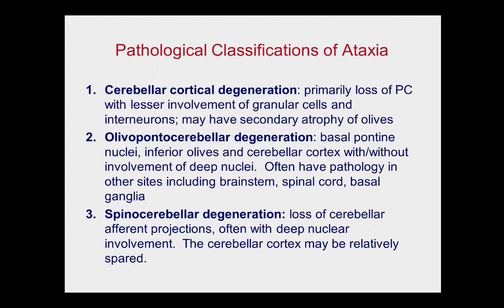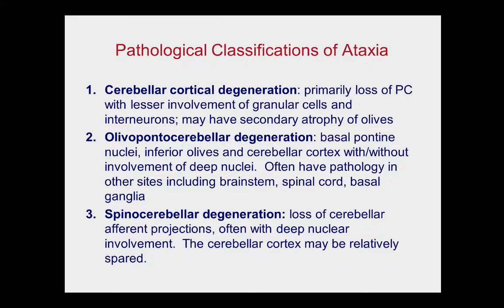There are some pathological classifications of ataxia that are semi-useful, but they're not really all that informative in many respects. One pattern is cerebellar cortical degeneration. This is probably the most common one, where you primarily see Purkinje cell loss and maybe some loss of granular cells and some of the interneurons. They may have secondary atrophy of the olives.